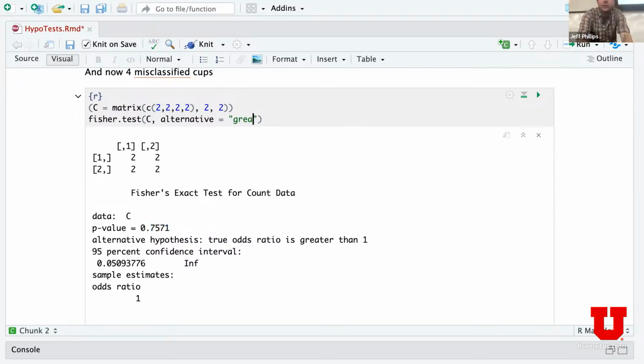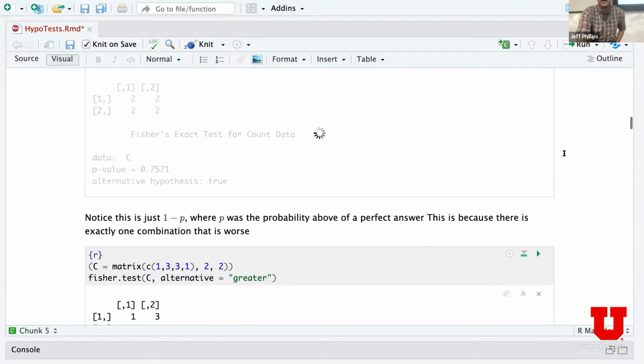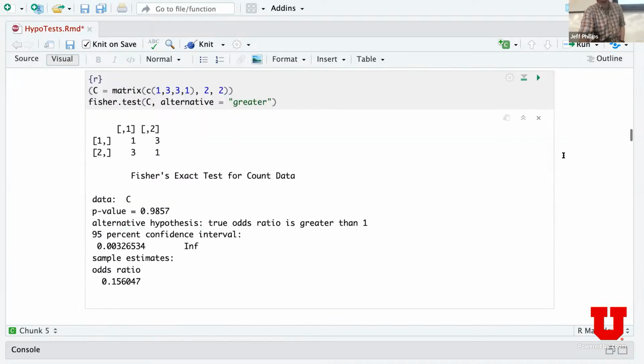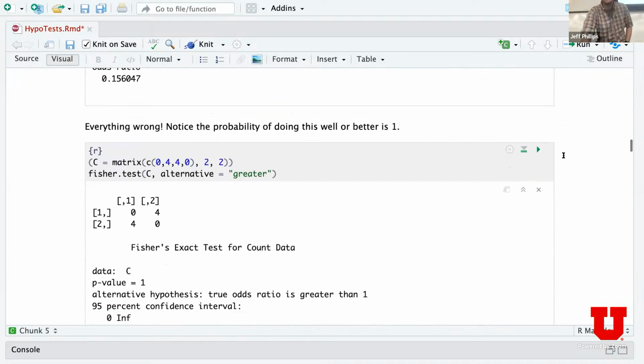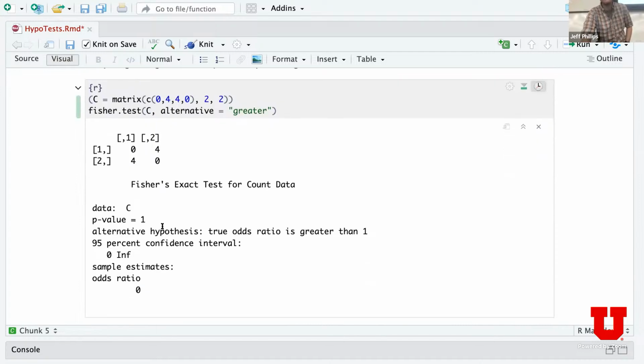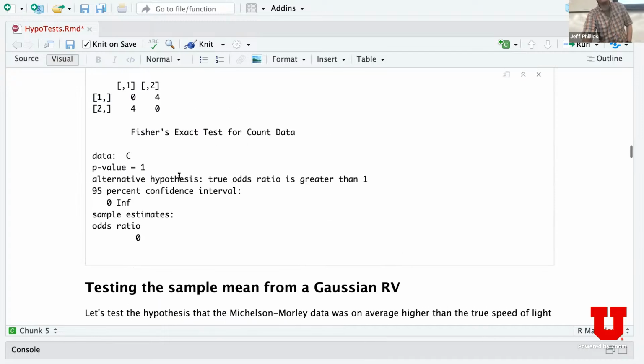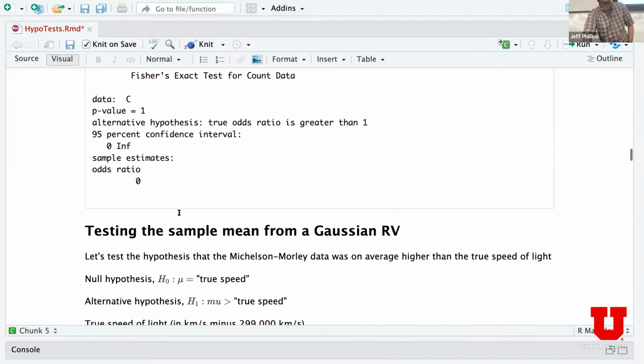Let's see if we change this to two-sided. We'll do another example of this, but you can automatically calculate the confidence interval as well here. Since we're doing one-sided, the confidence interval here is one-sided again. And then if you guess them all wrong, the p-value is 1, meaning that you always do this well or better, so it's not very informative.